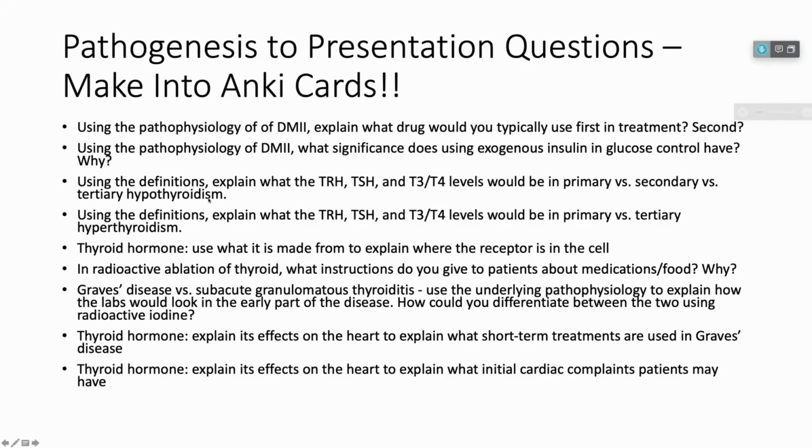So remember, these are the pathogenesis to presentation questions. These are the things that you are supposed to understand. And if you understand them, you'll understand the vast majority of what I talk about in this lecture. At the end of every lecture, at the bottom, I post these along with the answers so that literally all you have to do is watch the video and then copy and paste the answers into your cards.